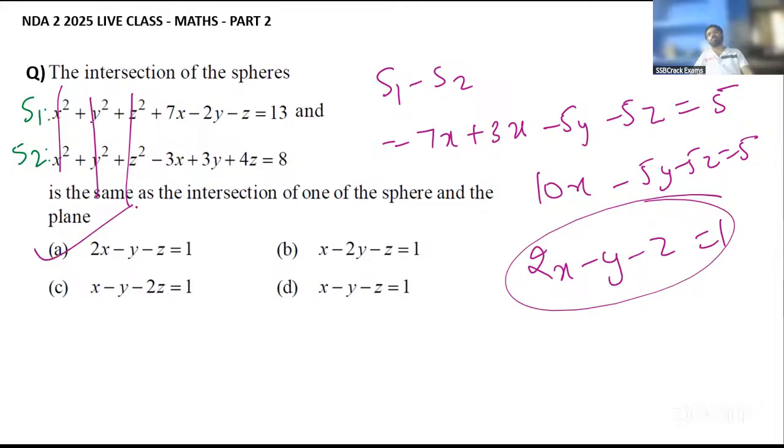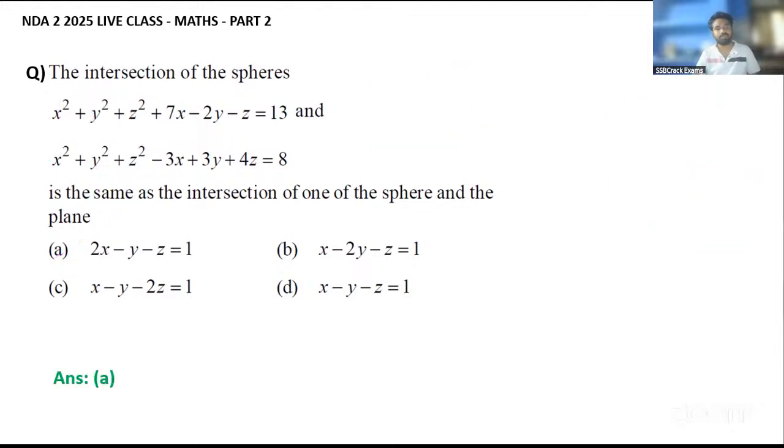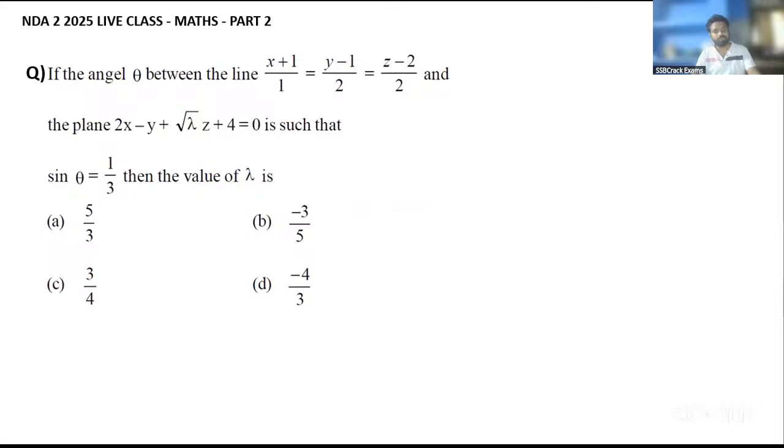So anytime if you encounter this question, subtract the equation of one sphere from the other, and you will get the answer. Okay, this is the simplest way of doing such type of questions. Next question, it is asking if the angle theta between the line and the plane is such that sin theta is 1 upon 3, then the value of lambda is.